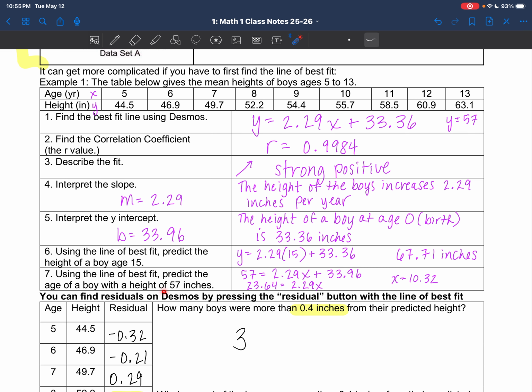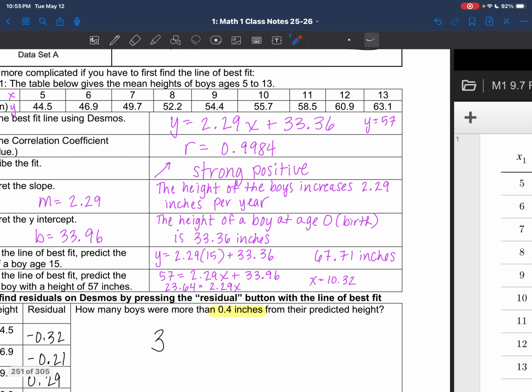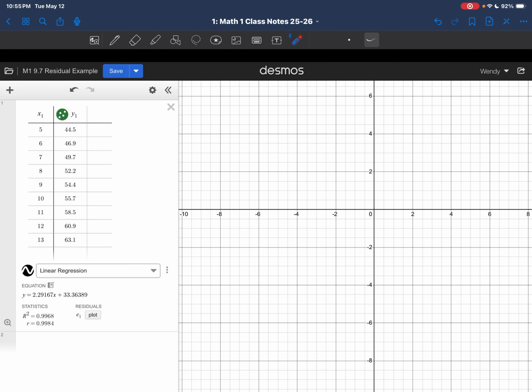And then now, if it's a height of 57 inches, that's your y value. So we're substituting in 57 and you're going to solve it for x. So we subtracted 33.96, and then we divided by 2.29. And then that's going to give you 10.32. So here's all I did is I just plugged these all into there. So plugged it into the table, got your linear regression equation and your R value right there.